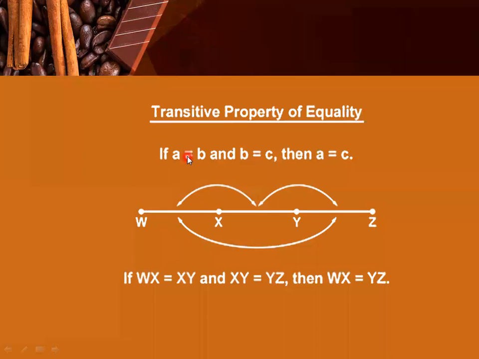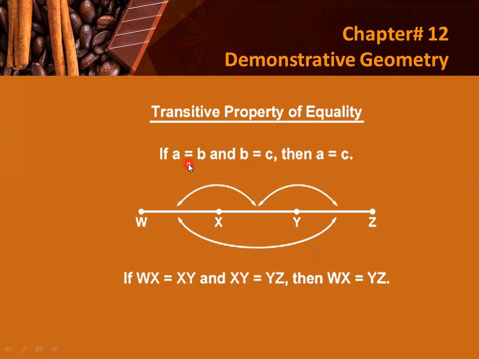Next is the transitive property of equality. Now, what is the transitive property of equality? If A is equal to B and B is equal to C, then A will be equal to C. I'm repeating again: according to the transitive property, if A is equal to B and B is equal to C, then A is also equal to C.